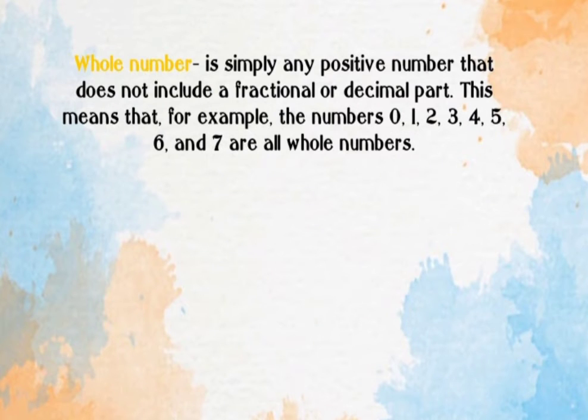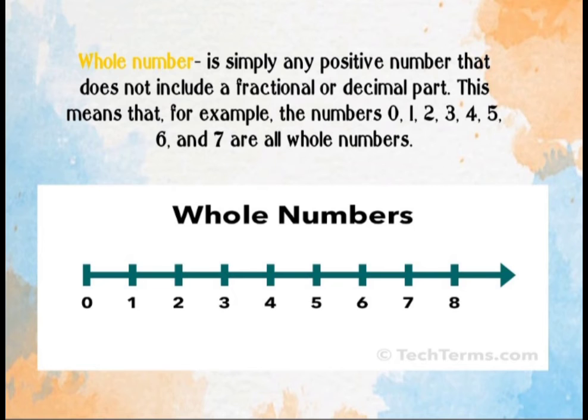A whole number is simply any positive number that does not include a fractional or decimal part. This means that, for example, the numbers 0, 1, 2, 3, 4, 5, 6, and 7 are all whole numbers. Whole numbers include natural numbers that begin from 1 onwards. Facts: there is no largest whole number. Except 0, every whole number has an immediate predecessor, or a number that comes before. A decimal number or a fraction lies between two whole numbers, but is not a whole number.